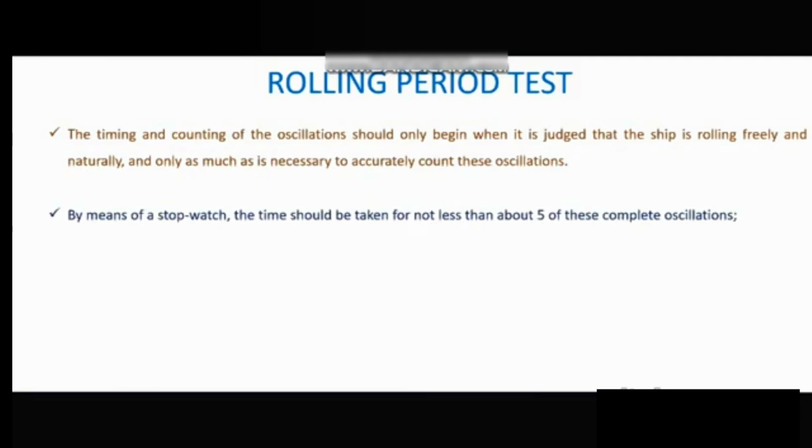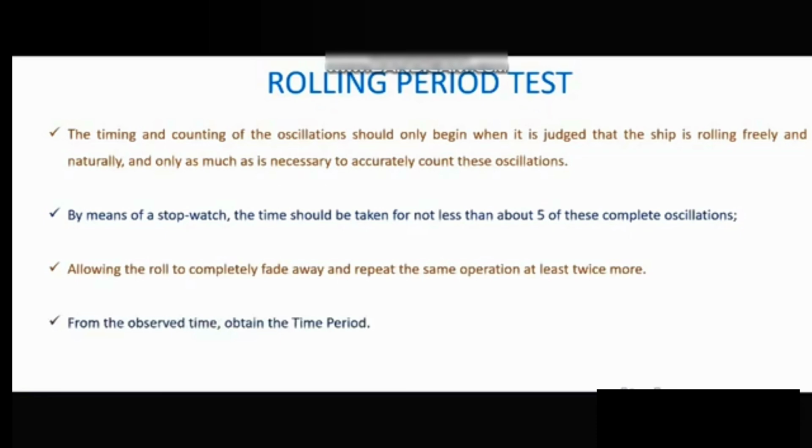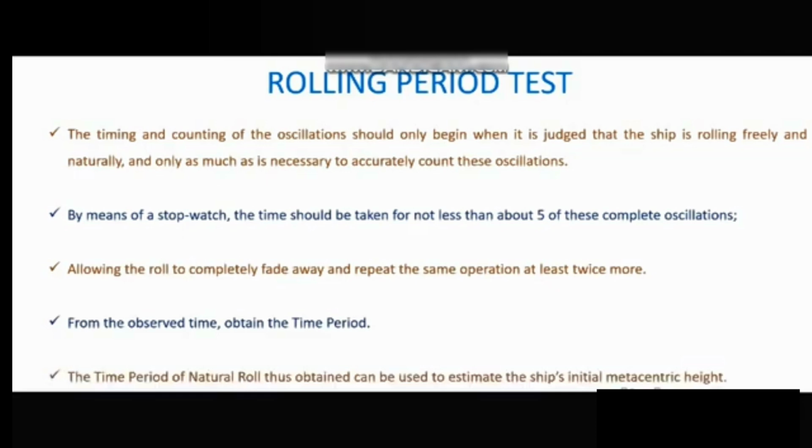By means of a stopwatch, time should be taken for not less than 5 complete oscillations. The more oscillations, the better, depending on how much the ship is rolling. Allow the roll to completely fade away and repeat the same operation at least twice more. From the observed time, obtain the time period. Whatever total time you get in one observation, divide by the number of rolls and you'll get the time period. If you repeat this exercise 2-3 times, you can take the average of all and figure out the best time period. The period of natural roll thus obtained can be used to estimate the ship's initial metacentric height.